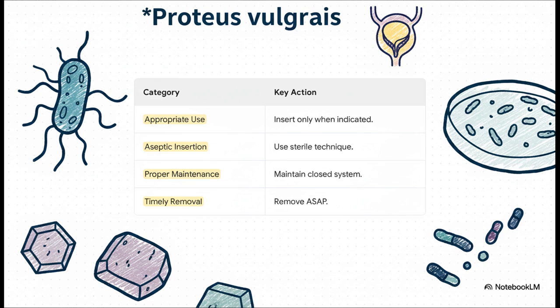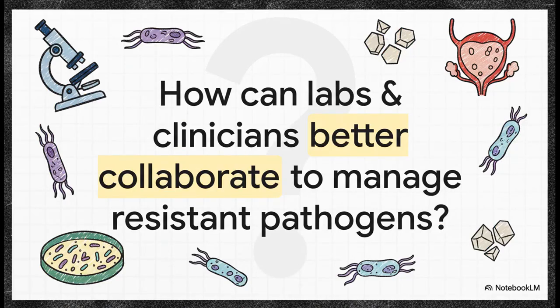It starts with asking, is this even necessary? Then it's about aseptic insertion, proper maintenance of the closed system, and, this is the big one, getting it out as soon as it's no longer needed. This is where we can make the biggest impact. So, all of this leaves us with a really critical question for the future, especially as we see more and more antimicrobial resistance. How can we, the folks in the lab, and the clinicians at the bedside work together even better to stay ahead of challenging pathogens like Proteus vulgaris?